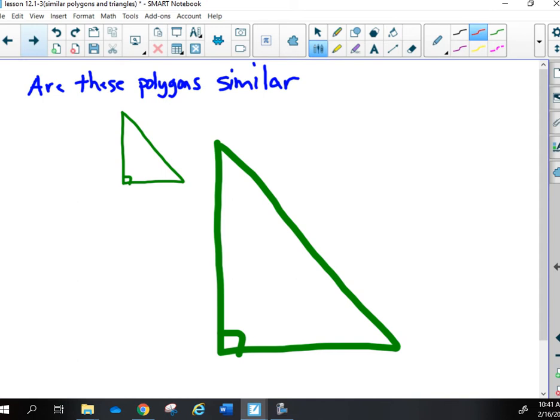Now, are these polygons right up here similar to one another? Anytime you're looking at any type of polygon, well, triangles eventually we're going to get some shortcuts to. But if you're comparing quadrilaterals or hexagons or heptagons or dodecagons, there are two rules that you have to have in order to prove polygons are similar or not. These are the rules that you're going to want to write down in your notes.